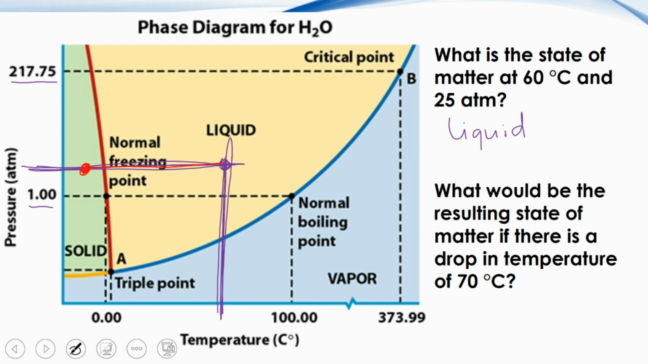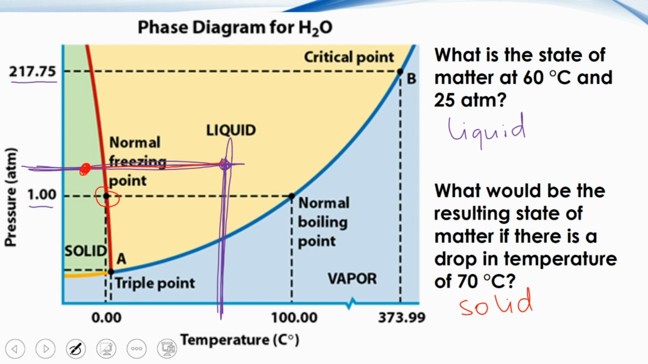So what would be the resulting state of matter? Well, we went through our freezing point, right? Not the normal freezing point, because the normal freezing point occurs down here. But regardless, we went through freezing, because we crossed that red line, and we ended up in the solid. So the resulting state of matter is going to be a solid.